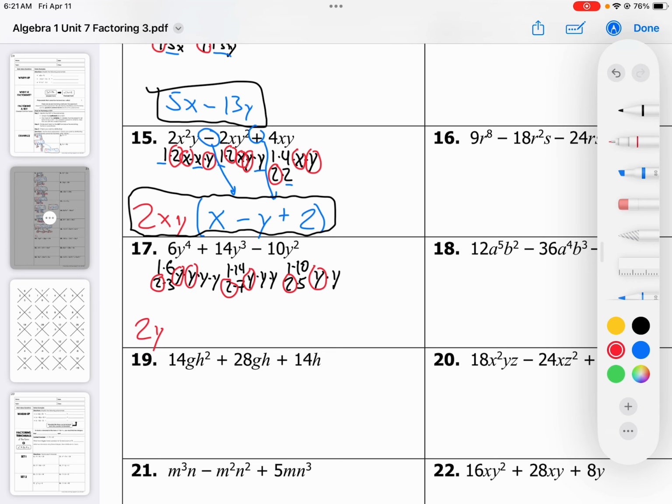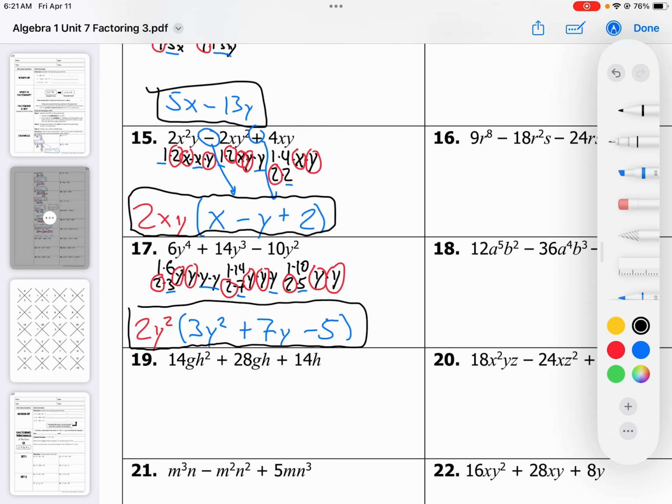I also see they all have at least one more y. So they all have at least y squared. But I can't take out any more because we don't have any left over here. So we're going to take out 2y squared. And then what's left over is 3y squared for the first one, 7y for the middle one, and this one will have a plus. And then 5 for the last one, and this one will have a minus. So that will be my final answer: 2y squared times 3y squared plus 7y minus 5.